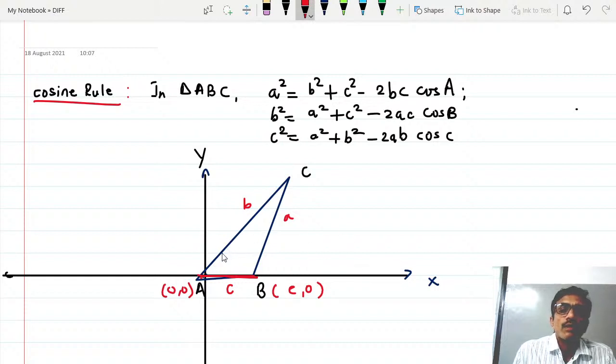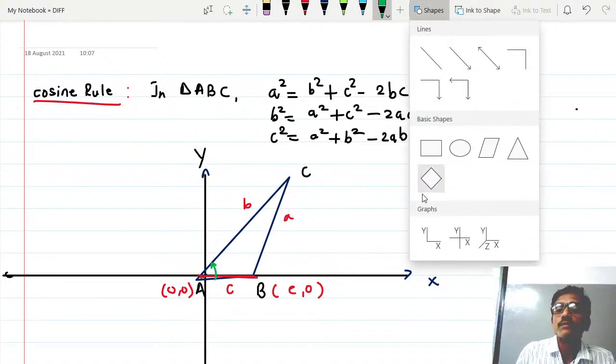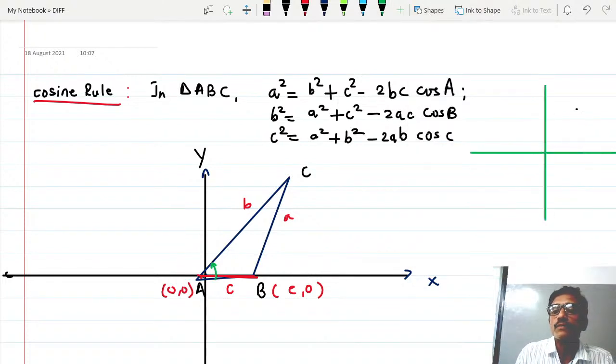Now look at this angle. Don't forget that A is at the origin. The origin is here; by mistake it is drawn outside, but A is at the origin. Now what is this angle? This angle is A. See, the basic concept we are going to see.